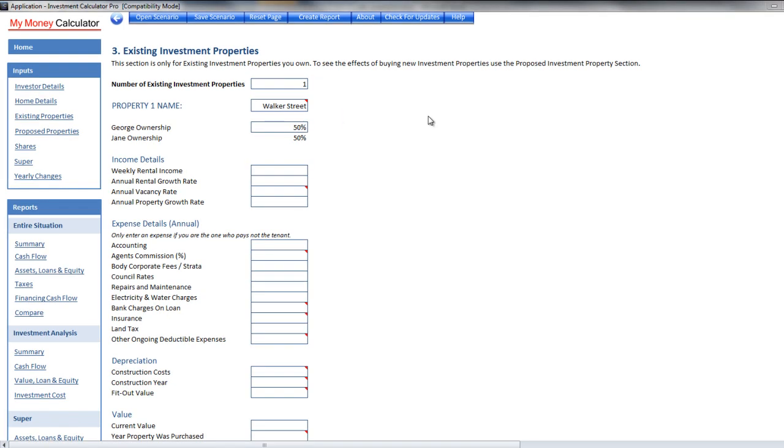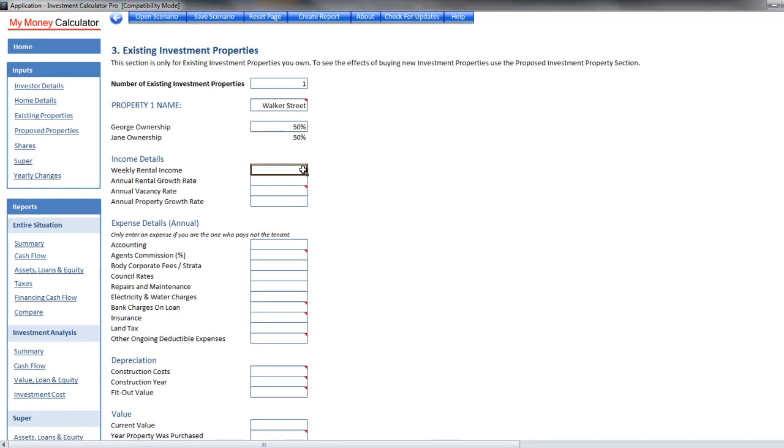Now let's enter in the income details for the property. Note that we have an in-depth explanation of each income field in our help and support area. So let's enter in 500 here for the weekly rental income. For the rental growth rate, this is the percentage increase in the rental income each year. It is independent of any inflation rate entered in the calculator. Let's enter in a rate of, say, 3% per annum.